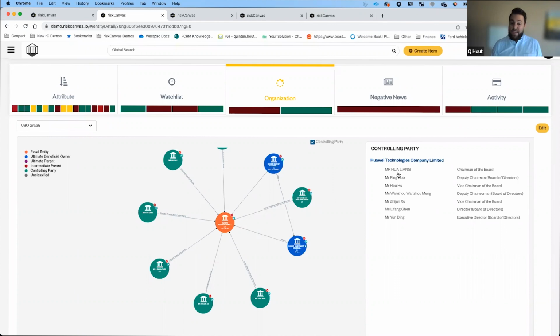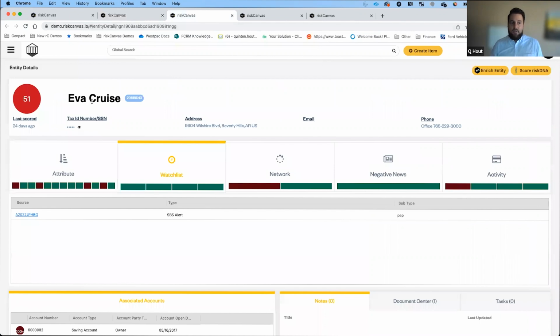So once we've done that, and let's say that we've identified, in this case, Eva Cruz, and we've identified that there's a PEP status associated to Eva. Is that enough to make them a high-risk customer? In some cases, perhaps, depending on what type of PEP hit that is. But oftentimes it's a little bit more nuanced than that.